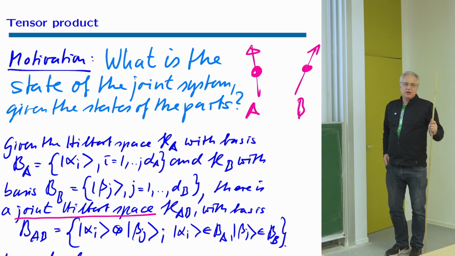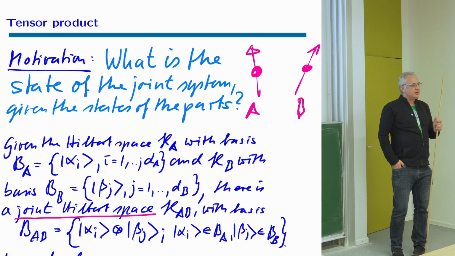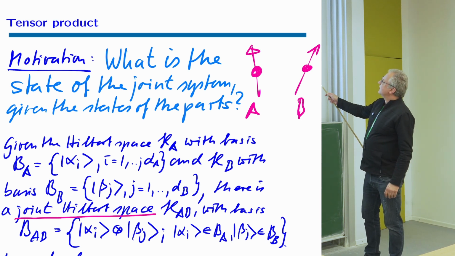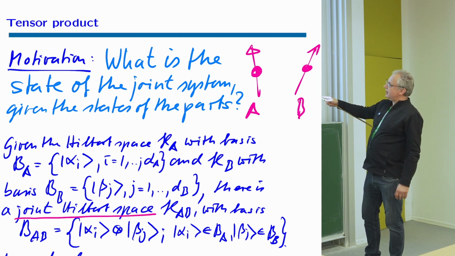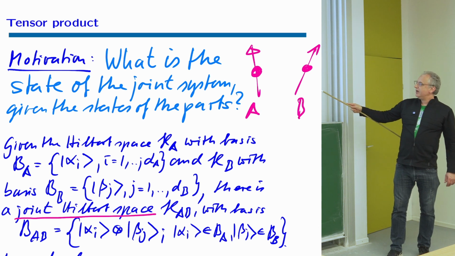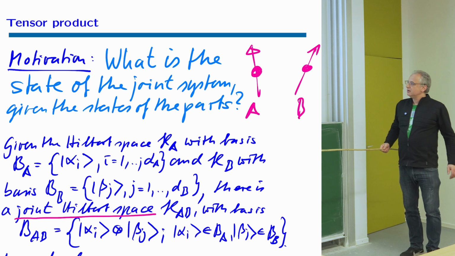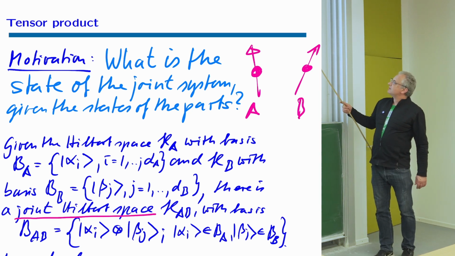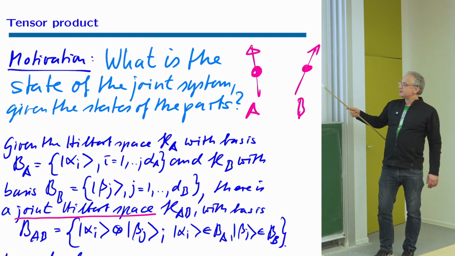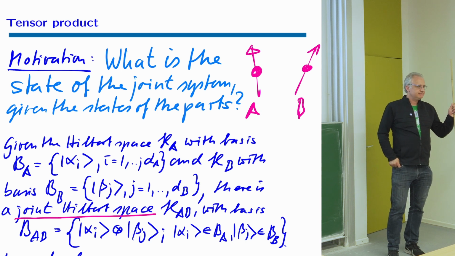You know how to describe them individually, but you want to describe them as a joint system. And the question is how you do that. So this guy lives in its own Hilbert space, and this is HA. This guy lives in its own Hilbert space, HB. And we will argue, or that's kind of the standard theory, that there is a Hilbert space for the joint system too. We call this HAB, and this Hilbert space we now want to construct.